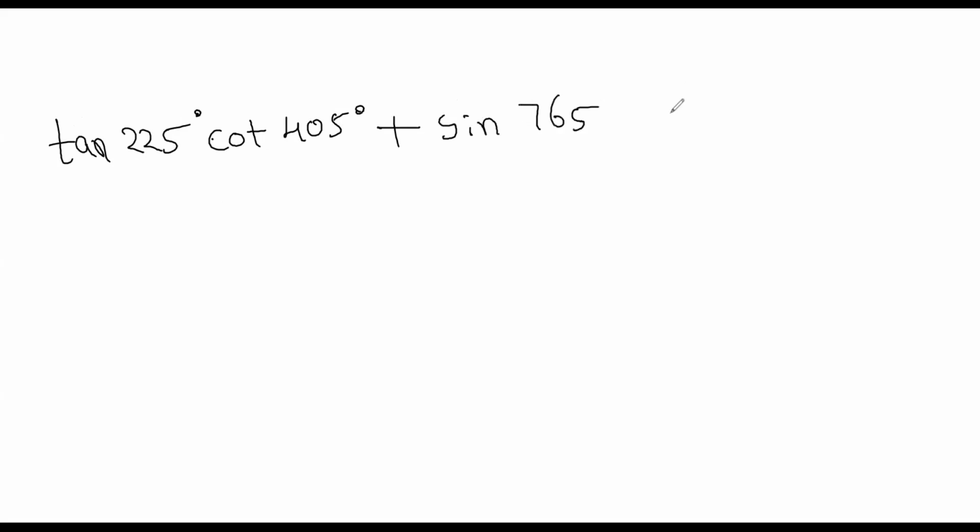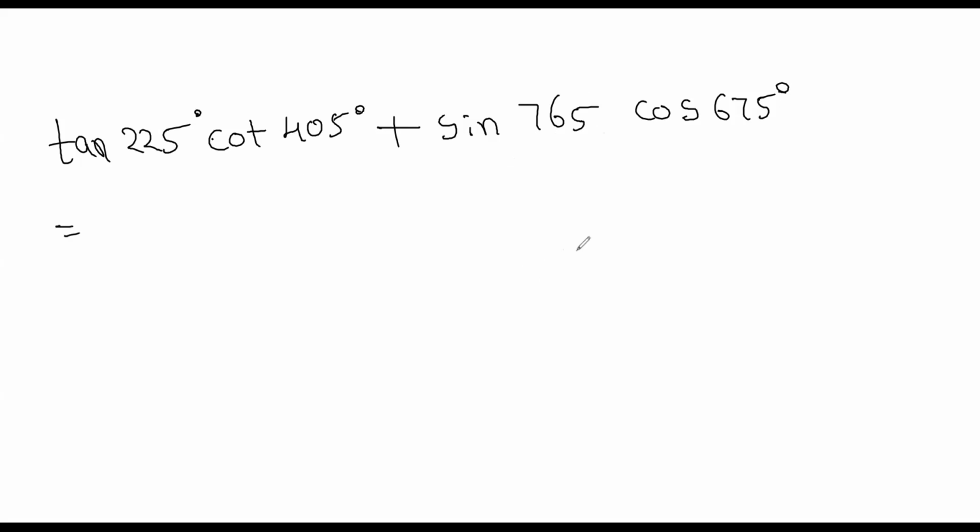So what is the value of this? Let us suppose tan 225 plus cot 405, let's take it as degrees. Whenever there is a number like this, it is in degrees itself. If there is pi, then it is radians. Then sine of 765 plus cos 675. What is the value of this? I'll need a minute, sir. Yeah, okay.